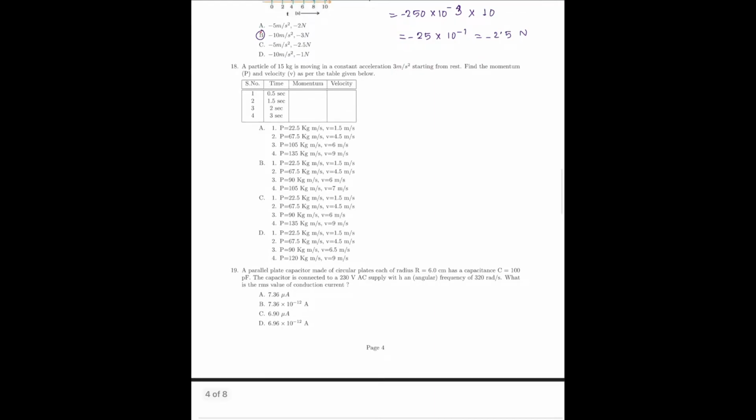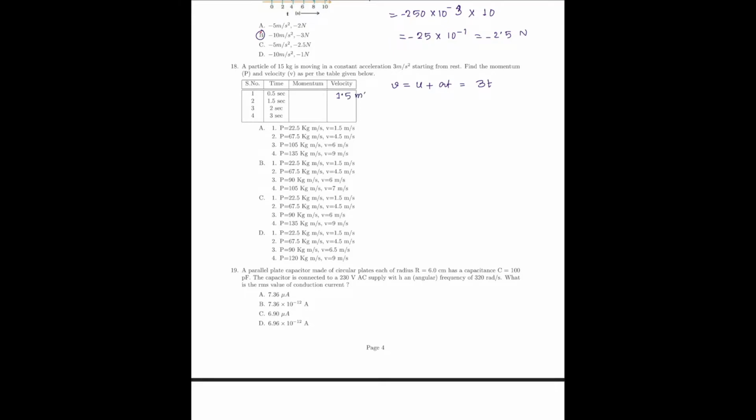Now the 18th question says that a particle of 15 kg is moving under a constant acceleration starting from rest. Find the momentum and the velocity as per the table below. So we need to use the formula of kinematics, V is U plus AT. Now U is 0, and A is 3, so V is 3T. For the given time of 0.5, 3 into 0.5 is basically 1.5 meter per second.